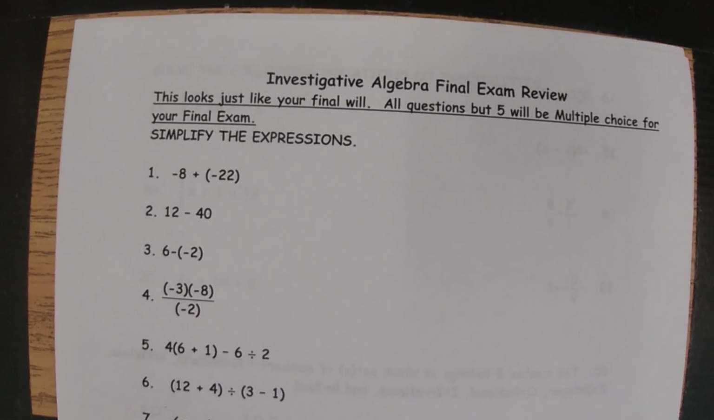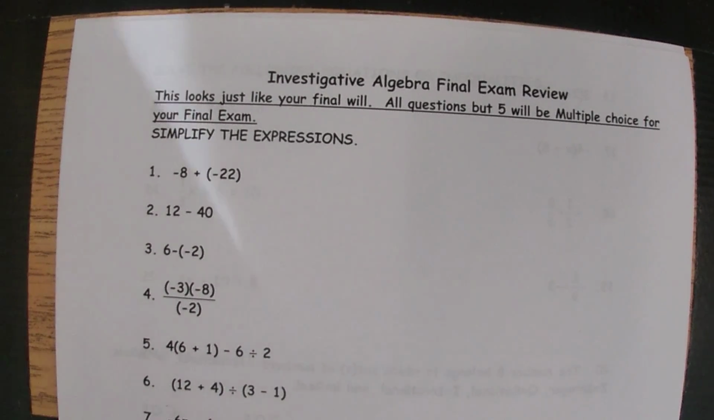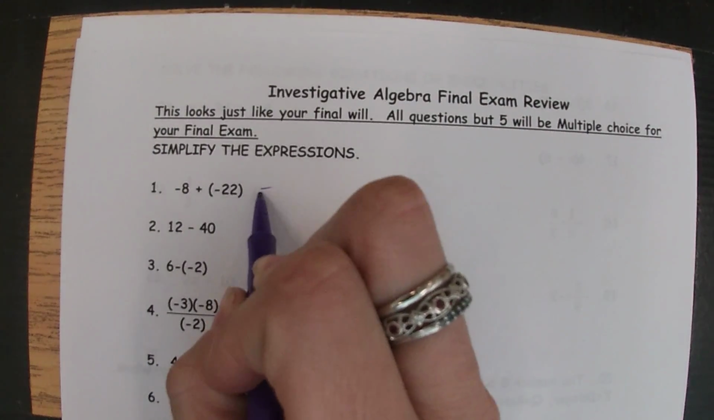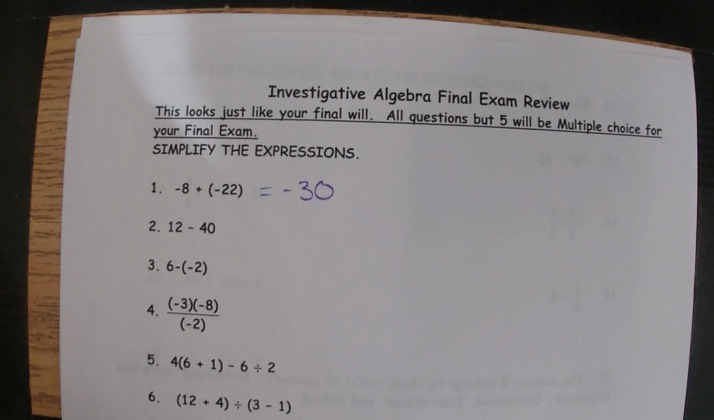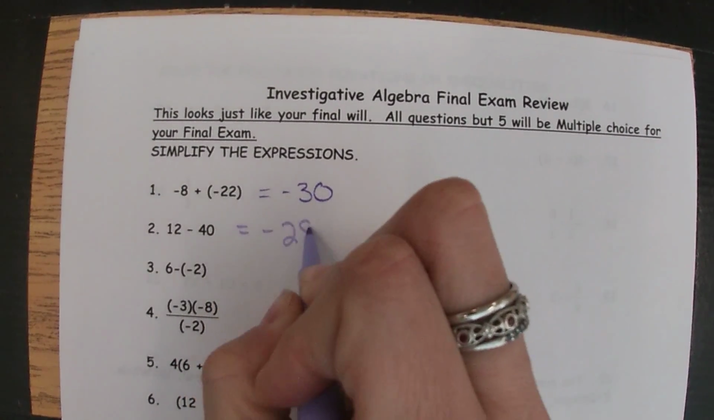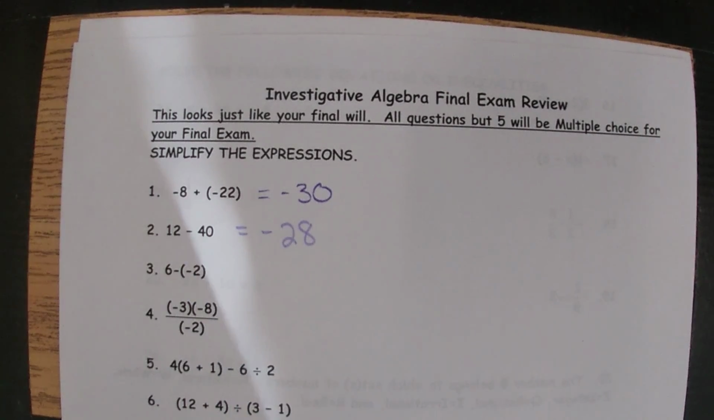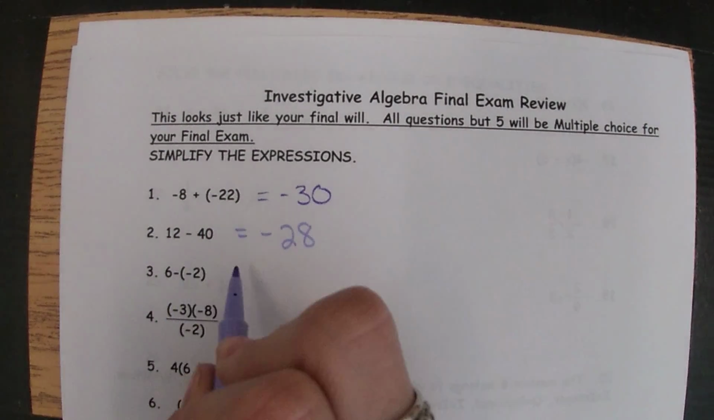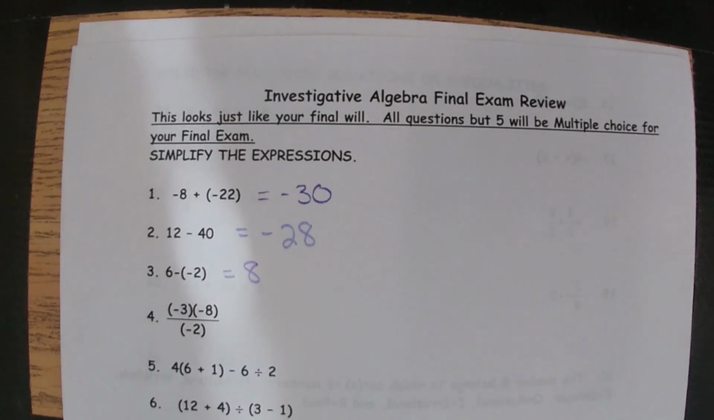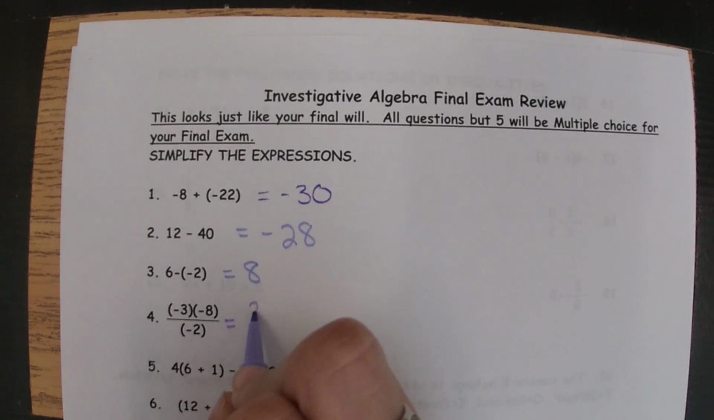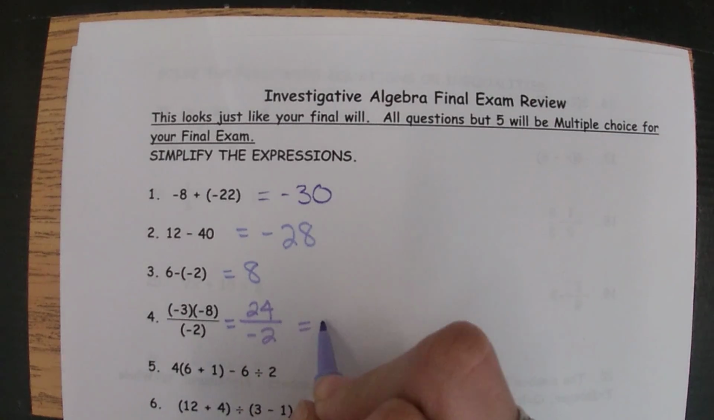Okay, so this first chunk here, we're just going through and we're putting it in a calculator. So -8 plus -22 is -30. Number 2, we'll do 12 minus 40, which will give us a -28. Number 3, 6 minus -2 will give us an 8. Number 3, make sure if you're putting that in your calculator, you're gonna have to do the top first and then divide it by the bottom. Okay, so you want a -3 times a -8, which gives you a +24, divided by -2, which gives us a -12.